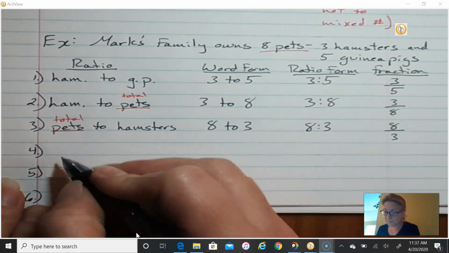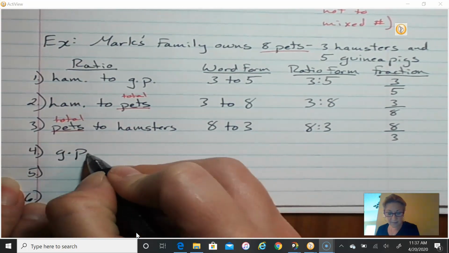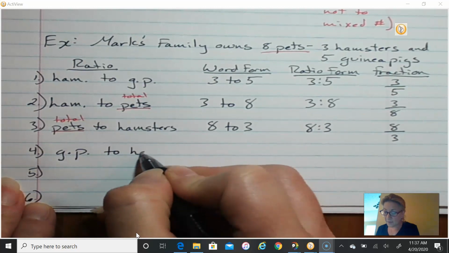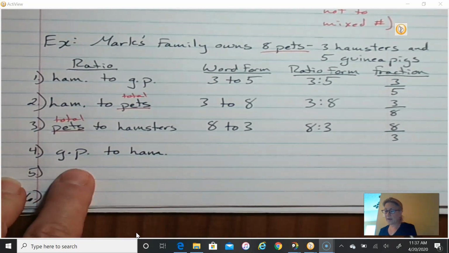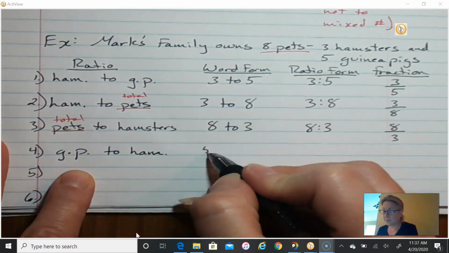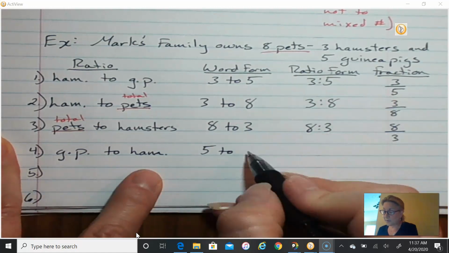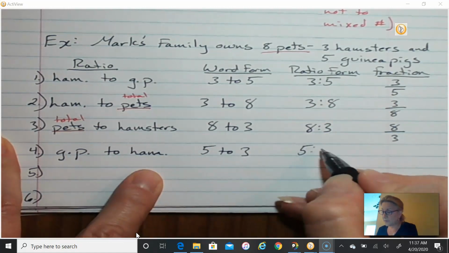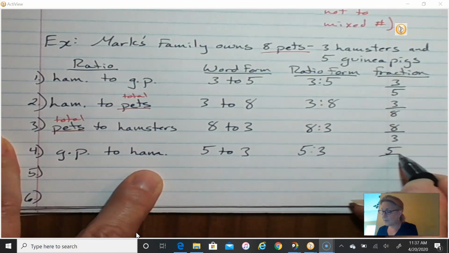Okay, so 4 guinea pigs, 2 hamsters. Okay, how many guinea pigs? There are 5. 2, how many hamsters? 3. So 5 to 3. 5 to 3.